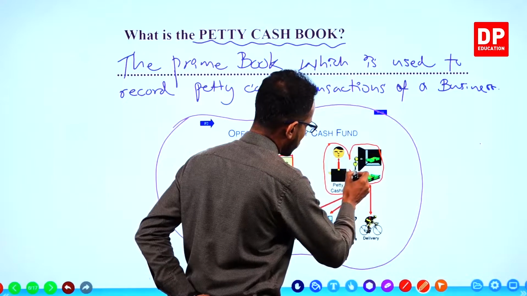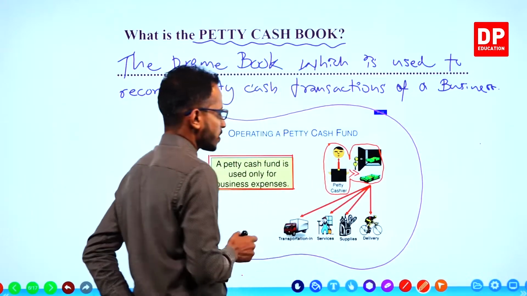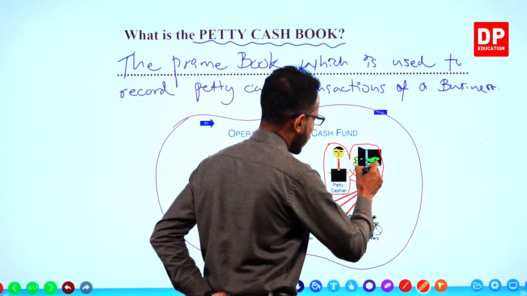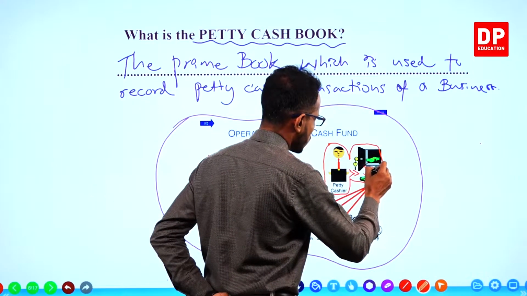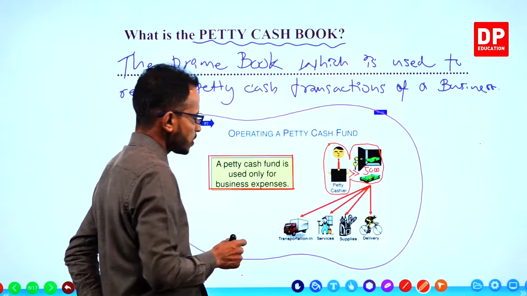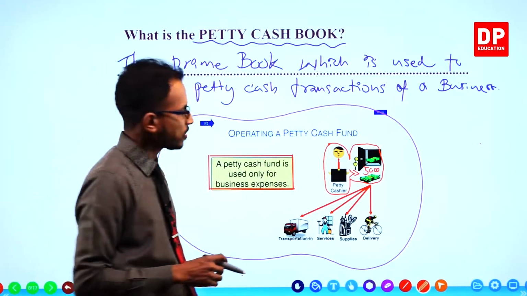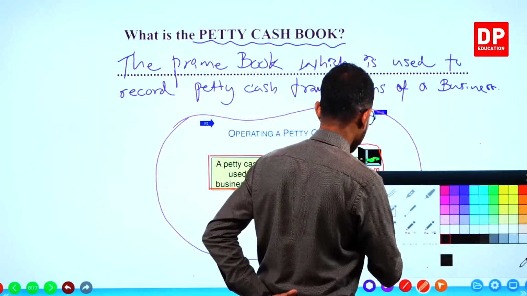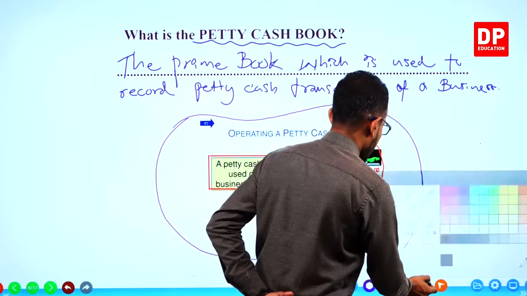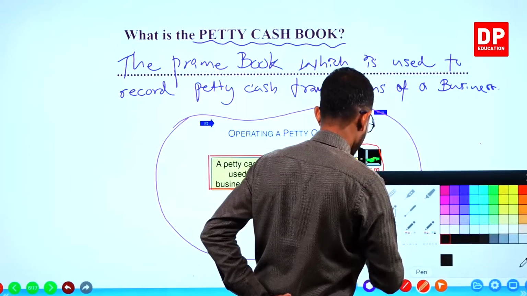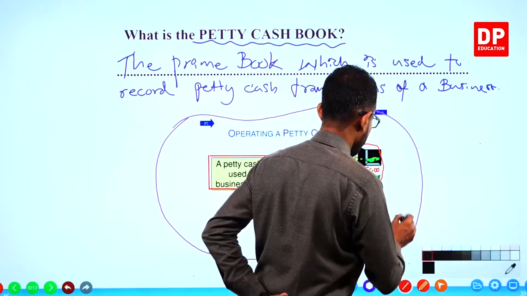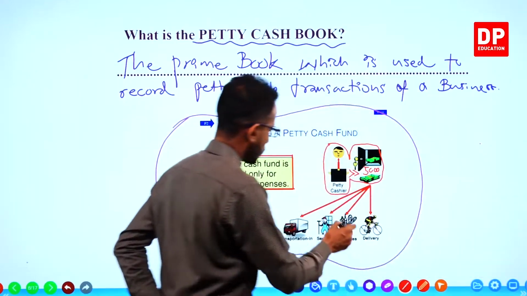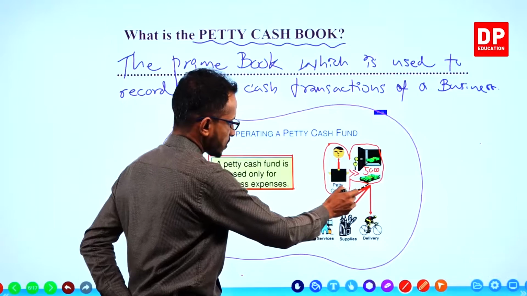Handled by the petty cashier. Let's say he has 5,000 here. 5,000, the petty cash fund given to him at the beginning of the month. From this 5,000, he spends for petty cash expenses as needed.